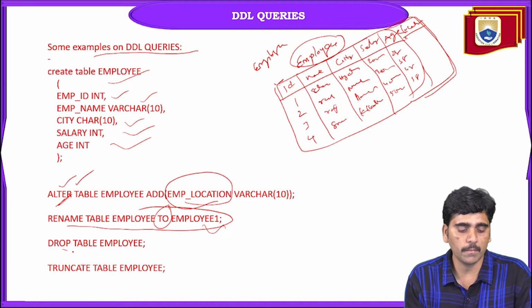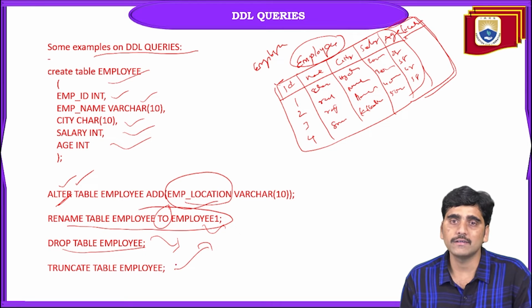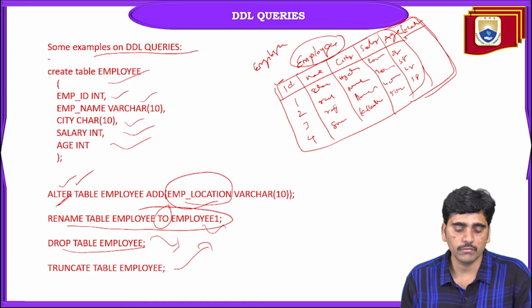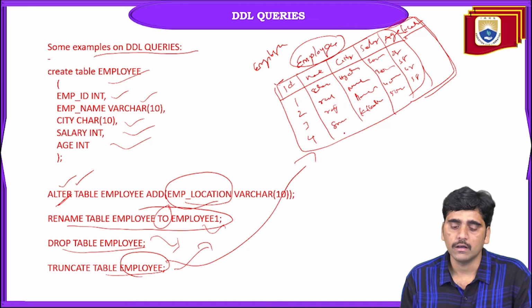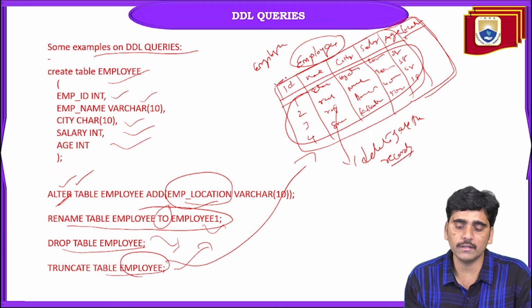And the next, drop command. So for dropping the table, before performing drop, you can perform truncate. So truncate table name. So we can perform this truncate table name. After performing this one, you can delete all the records, but we cannot delete the table structure.